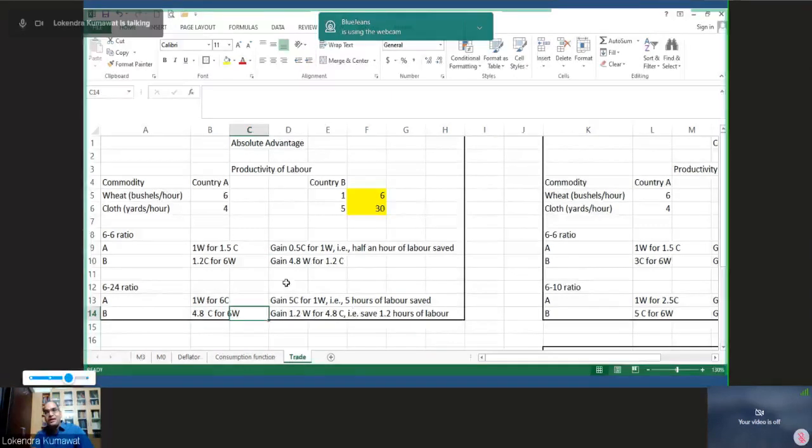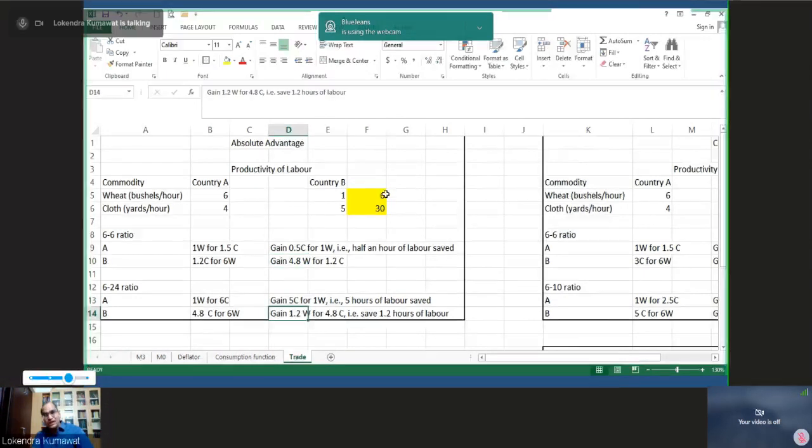Okay, but compared to this, here the gain for A was half an hour worth of cloth. Here it is 5 hours worth of cloth. It is much more. On the other hand, for country B, here the gain was 4.8 hours worth of wheat. Here it is only 1.2 hours worth of wheat.